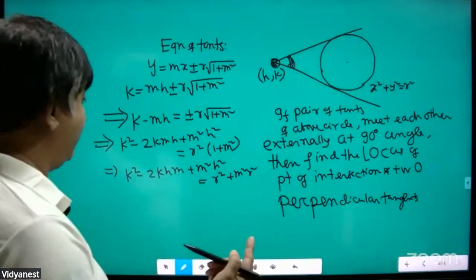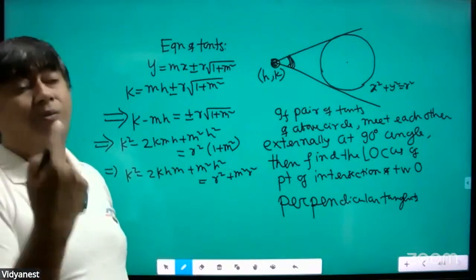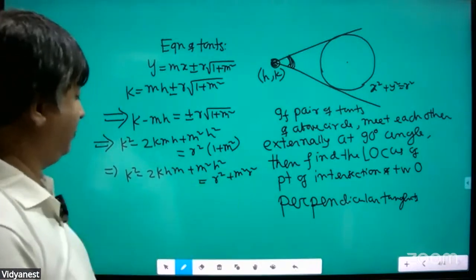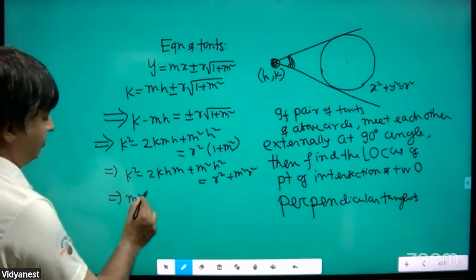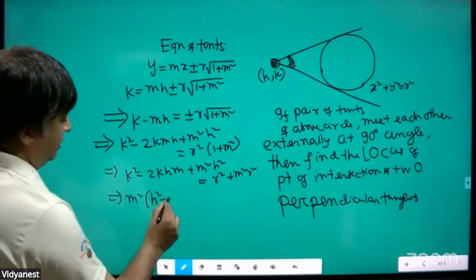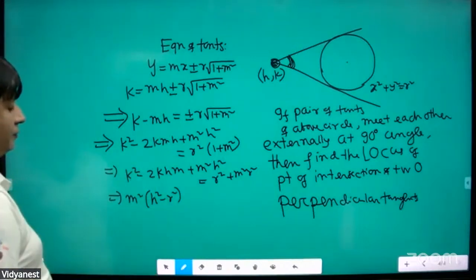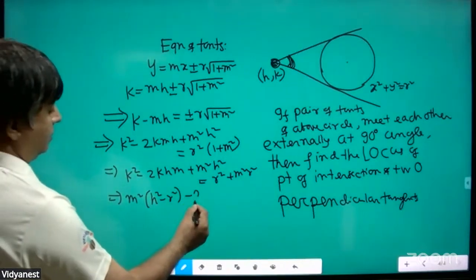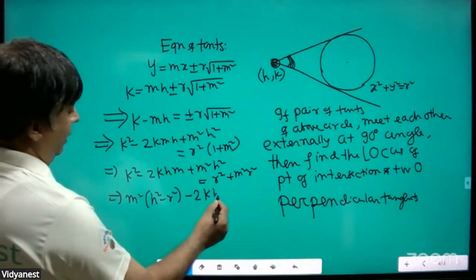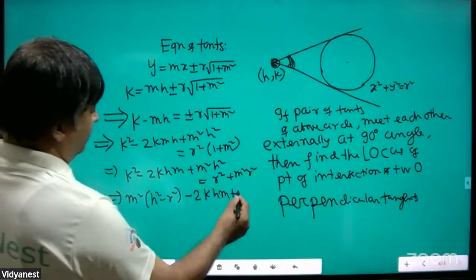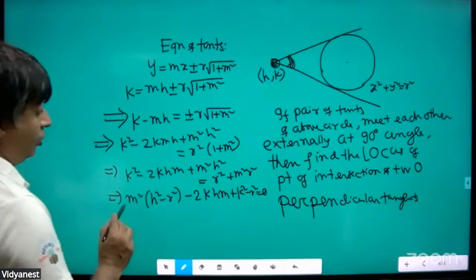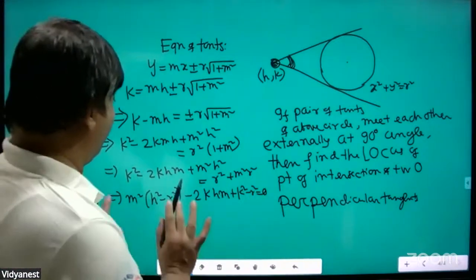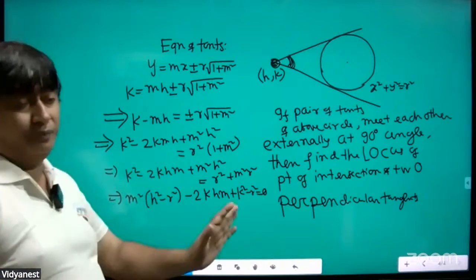What kind of quadratic? What will be the variable of that? m, because m is the slope here. m square h square minus r square minus 2k(h)m plus k square minus r square is equal to 0. So at last we have got a quadratic equation in m.